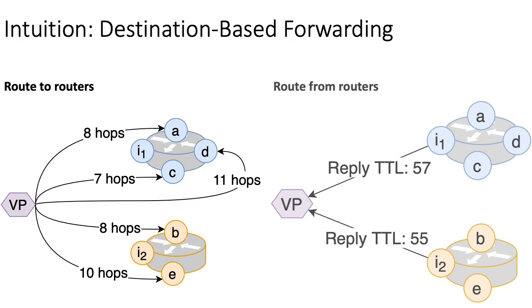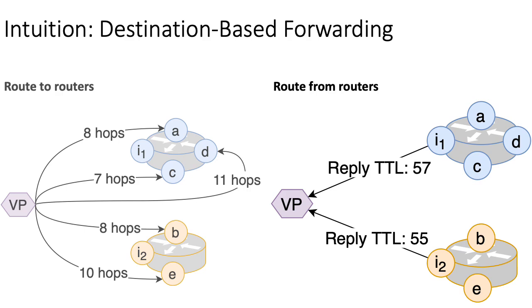So why use the reply TTL? Well, the routes from a vantage point to different addresses on a router might take very different paths. This is especially true when the different addresses have different longest matching prefixes in BGP. But quite often, the path from a router to a vantage point is the same regardless of the source address because of destination-based forwarding. And even if the router path is not exactly the same, for example with load balancing, the length of the path might still be the same.